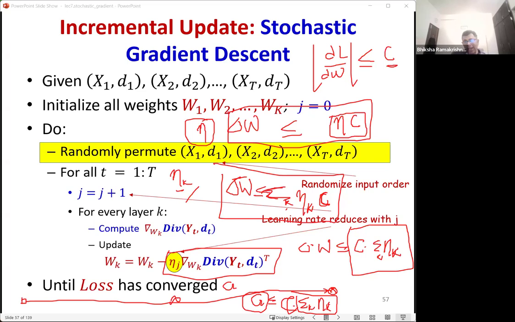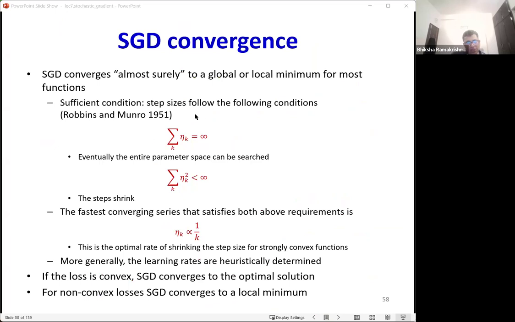Right. At the same time, you want the etas to decrease with iterations. And so we have these two constraints on the correction terms, the learning rate. The sum of the learning rates must be infinite, otherwise the entire parameter space cannot be searched. At the same time, the squared sum must be finite because you want the learning rate to keep decreasing. Otherwise, you'll keep oscillating. These two conditions must be satisfied. What is the fastest converging series that satisfies both requirements?